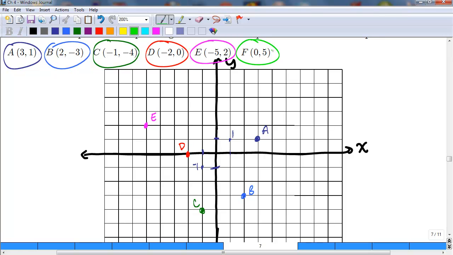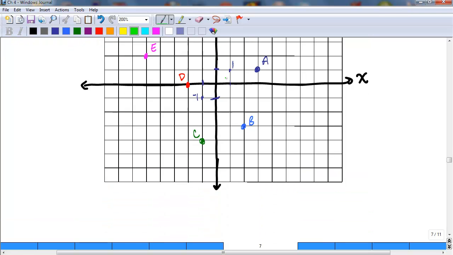And finally, F is the point 0, 5. So 0, we don't move left or right. And then we go up 5. 1, 2, 3, 4, 5. And we have to always make sure that we are careful to do these in the correct order. First, we move left and right. Then we move up and down.